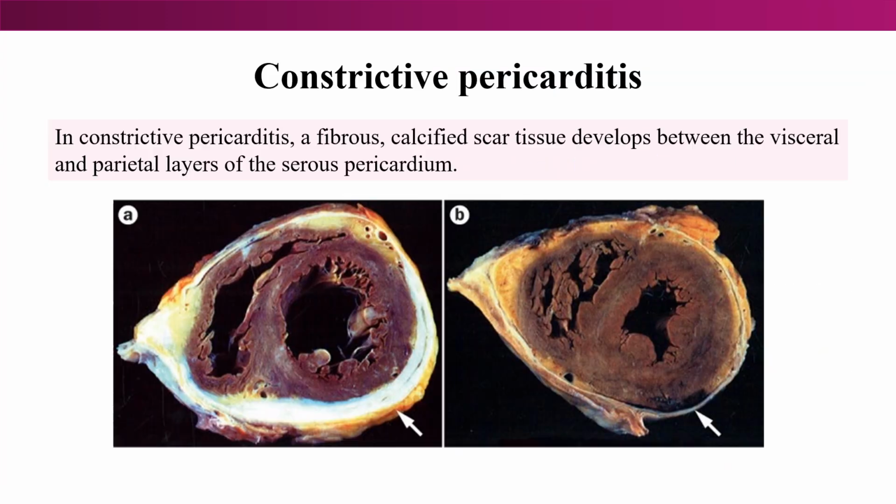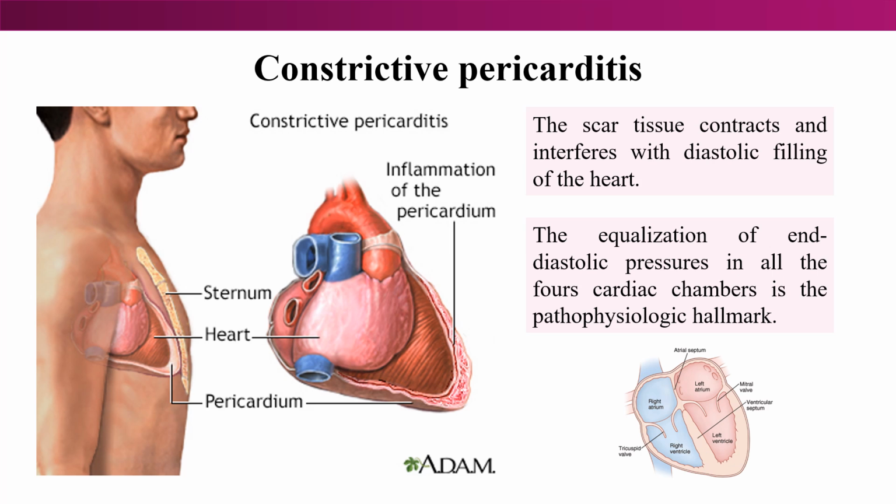Let's begin. Constrictive pericarditis. In constrictive pericarditis, a fibrous calcified scar tissue develops between the visceral and parietal layers of the serous pericardium. In time, the scar tissue contracts and interferes with diastolic filling of the heart, at which point cardiac output and cardiac reserve become fixed. The equalization of end diastolic pressures in all four cardiac chambers is the pathophysiologic hallmark of constrictive pericarditis.